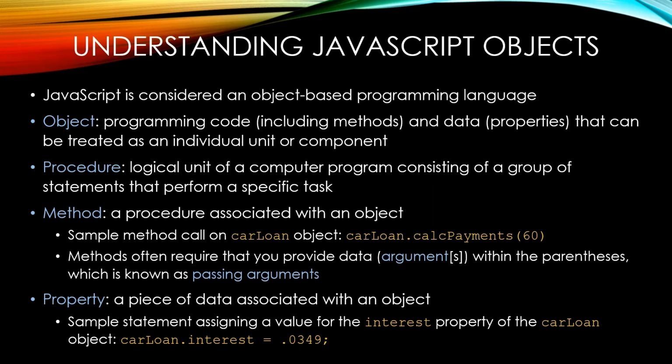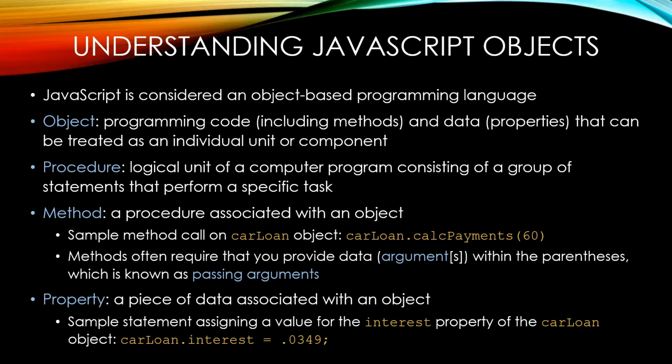The method is the procedure associated with a specific object. So for example, we can have an object called car loan, and your method could be carLoan.calculatePayment(60). What that is doing is calling the method calculatePayment on the car loan. Methods often are going to require arguments within the parentheses, and we know from C that we call that passing arguments.